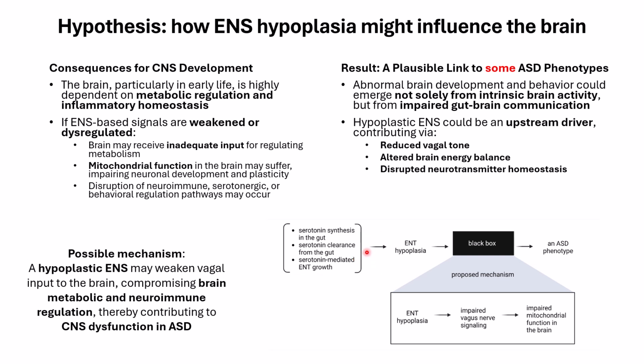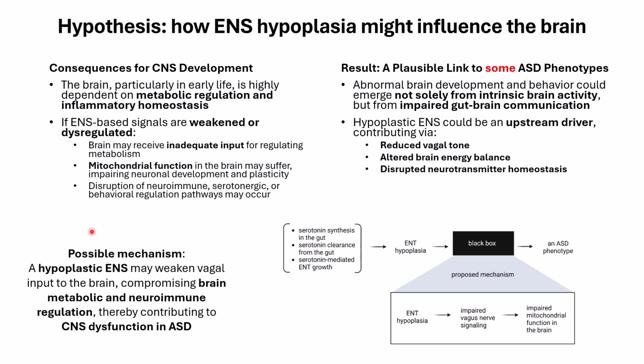And in their interconnection, if chips fall not very favorably, you might get some enteric hypoplasia, then some black box happens, and ta-da, you have an ASD phenotype. And the proposed mechanism here is that maybe it is somehow connected to this impaired vagus nerve signaling, which in turn leads to impaired mitochondrial function in the brain, which is general signaling in the brain, and then leading to at least some ASD phenotypes.